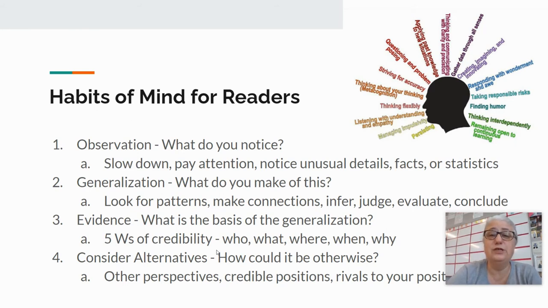The third thing you do is you look at the evidence. So what is the basis of this generalization? So you've noticed what's been written. You've decided what you're going to make of it. You've made some inferences and some evaluations. Now, how credible is this information? That's where you're going to look for facts, quotes, expert testimony, statistics, data from research. Use those 5 W's of credibility: who, what, where, when, and why.